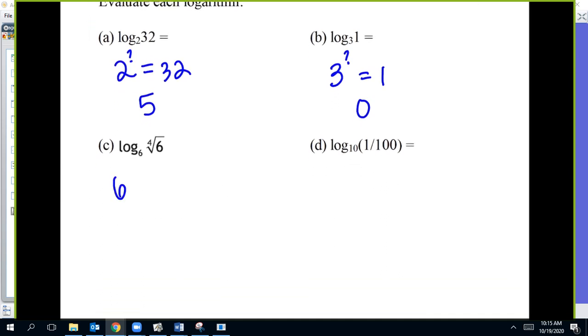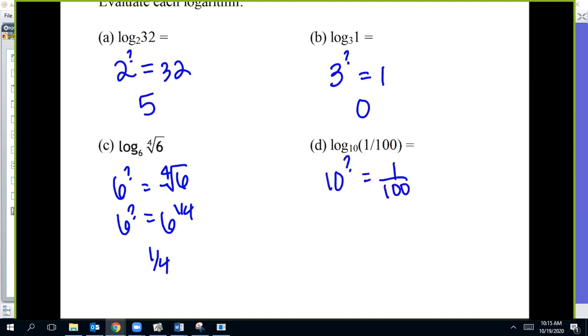6 to what power is equal to the 4th root of 6? Now remember, 4th root can be rewritten as 6 to the 1/4. And so we're going to know that that's a 1/4. And then the last one, 10 to what power is 1 over 100? 1 over 100 can be rewritten like 10 to the -2. So -2. Remember, your negative exponents are important. It's like 1 over 10 squared, and then it becomes negative when you bring it back up.